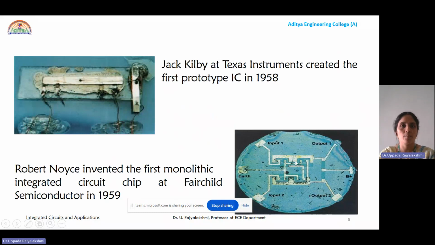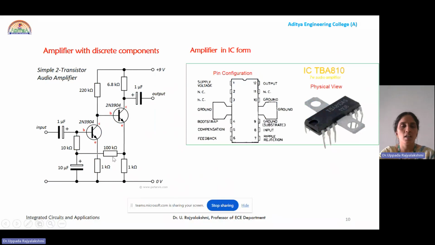Next, here you can see an amplifier which has been constructed with discrete components. If this is constructed upon a breadboard, it takes a lot of space, and the occupancy is very high. And if it is fabricated, then you can see how the size has been minimized.